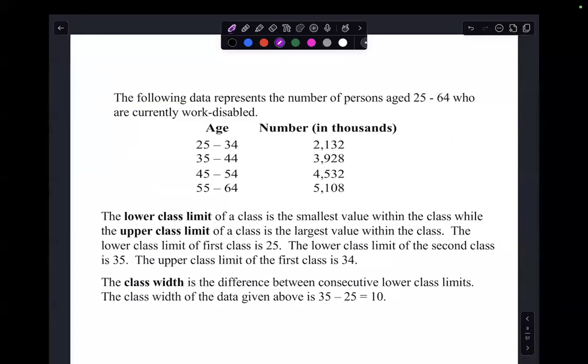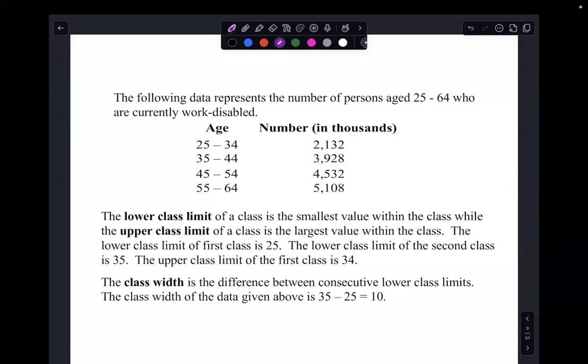So here's the example. This is the people who are currently work disabled. Our ages here, I could put each individual age, 25, 26, 27, 28, all the way up to 64, but that would be a really ugly histogram. And when we are doing graphs, it's really about aesthetics and how meaningful the data is. So we want those two things. We want it to look nice and we want it to be meaningful. Those two things are important.